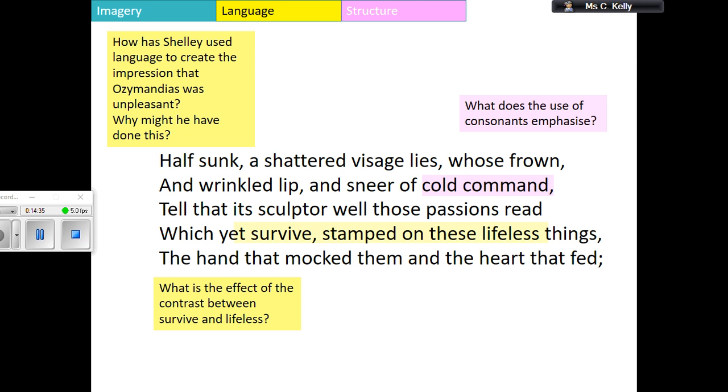The next one looks at the quote cold command, and my question is, what does the use of consonants emphasize? So consonants are any letters that aren't A, E, I, O or U, and it's that k sound. Does that give you any images in your mind? Does that help us think about something? What effect does the repetition of that k sound have? And then lastly, the quote which is highlighted here, which yet survive, stamped on these lifeless things. I want you to think about what's the effect of the contrast between the words survive and lifeless. So pause the video now, write down your answers, and then move on and see how they match up to mine.